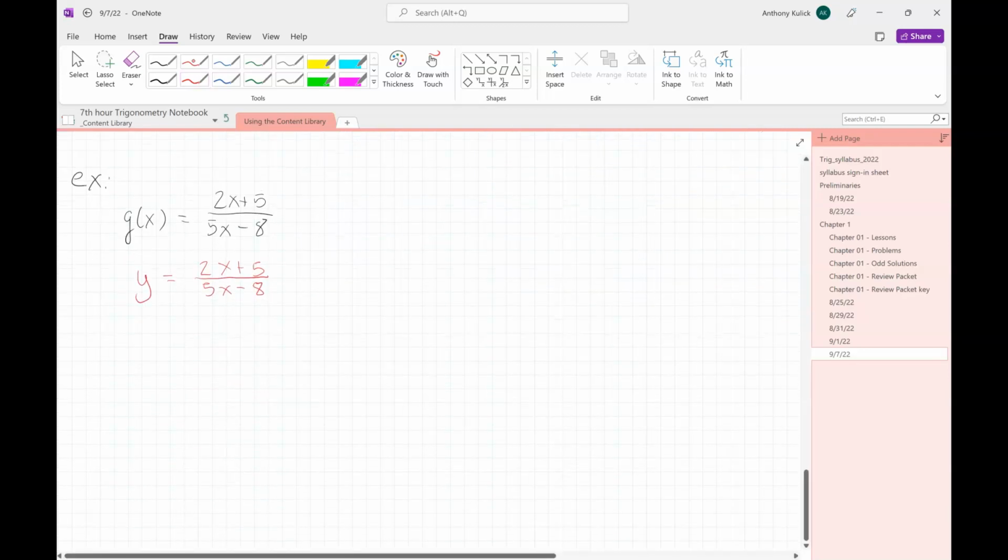And now we need to get the x by itself. What should I do first here? This is a little tricky, right? What's trickier about this one than the previous one? Yeah, we have x in more than one place, right? What do you guys think? Anybody with a guess?